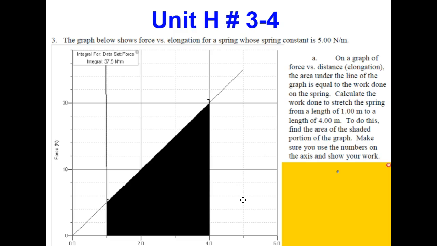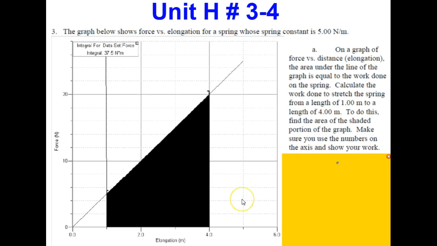We have a graph that shows force versus elongation for a spring whose spring constant is 5.00 newtons per meter. You can see that we have force plotted on the y-axis, elongation plotted on the x-axis. And let's take a look at what they want for A.